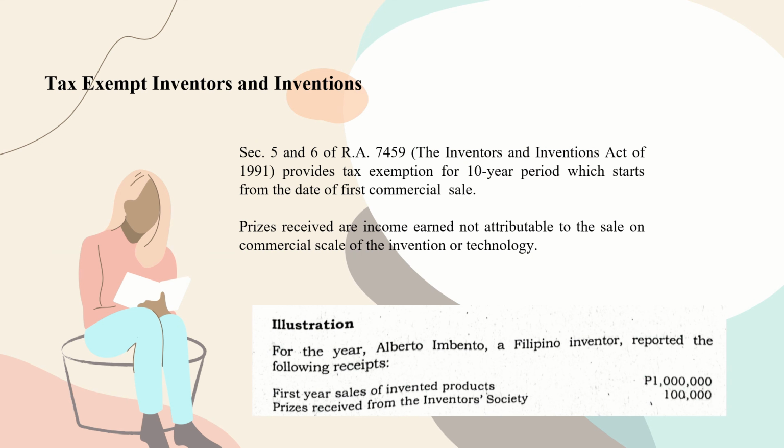Sections 5 and 6 of Republic Act 7459, or the Inventors and Inventions Act of 1991, provide tax exemption for a 10-year period which starts from the date of first commercial sale. However, prizes received or income earned not attributable to the commercial-scale sale of the invention or technology are not covered. The prize to be awarded to the individual inventor or inventors shall thus be subject to the final tax of 20%.